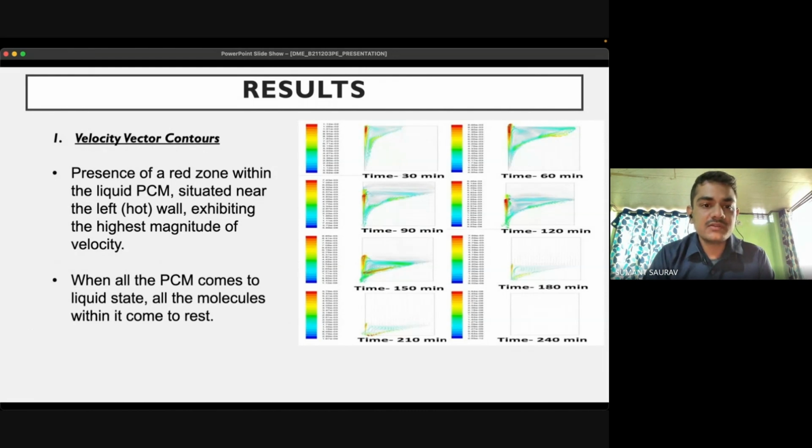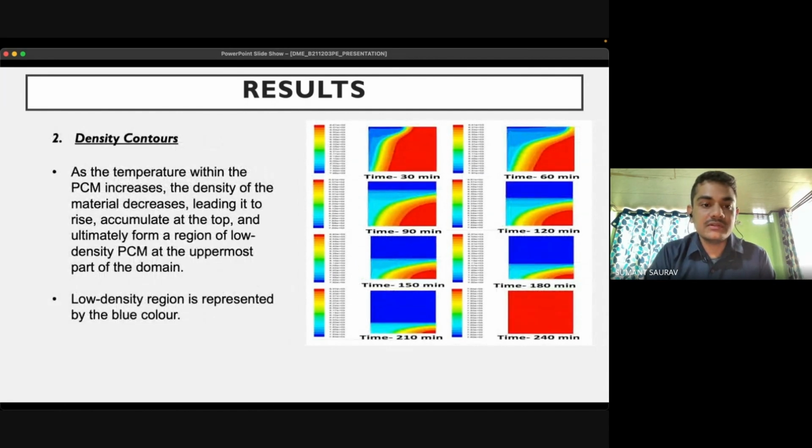First we start with velocity vector contours. The red zone within the liquid PCM, situated near the left hot wall, exhibits the highest magnitude of velocity. When all the PCM comes to liquid state, all the molecules within it come to rest. Density contours: as the temperature within the PCM increases, the density of the material decreases, leading it to rise, accumulate at the top, and ultimately form a region of low density PCM at the uppermost part of the domain. The low density region is represented by blue color here.